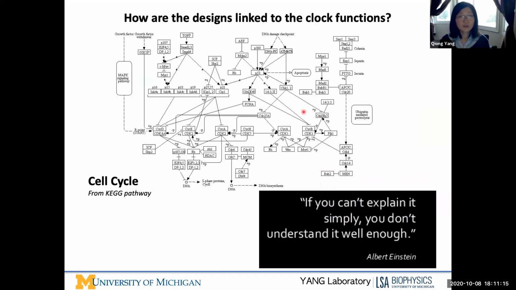The question, however, is very challenging to answer, considering that any typical clock network, such as the cell cycle I'm highlighting here, which is a network we found from the KEGG database, has hundreds of molecules involved. Additionally, this cell cycle network is embedded in even larger, more complicated networks in any cell. So it would be hard to gain any simple insight out of this complicated network.